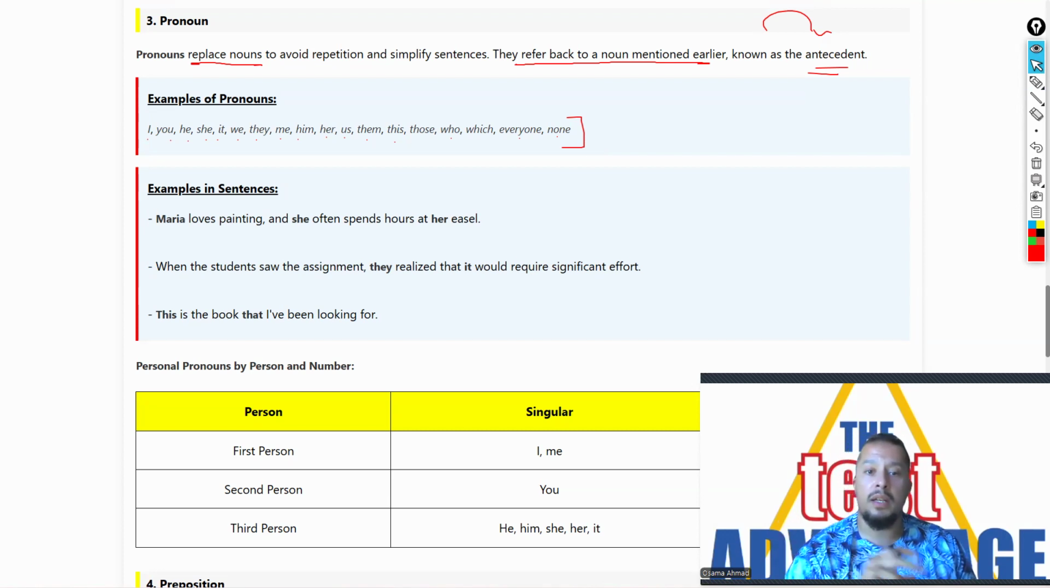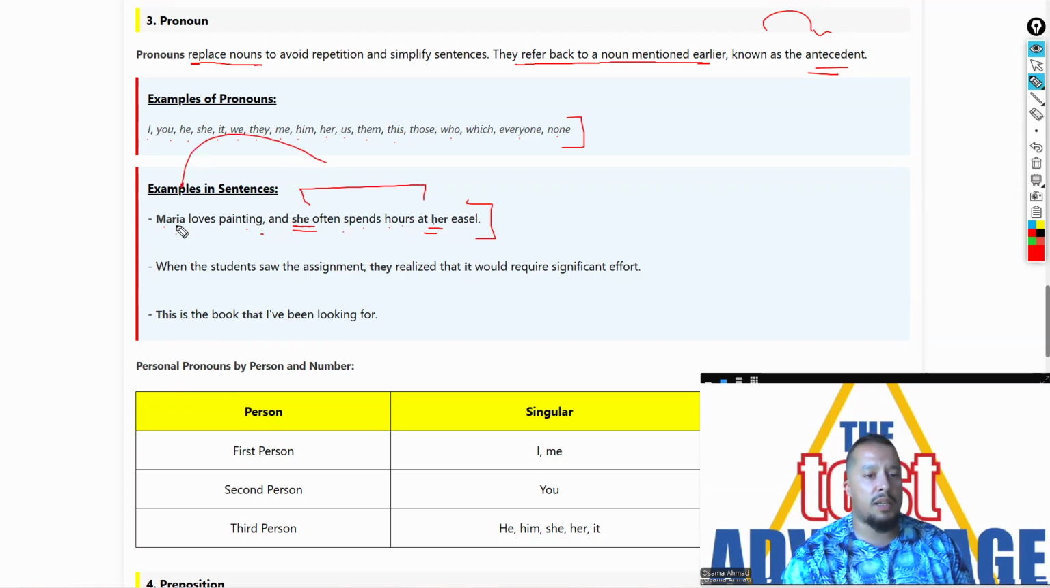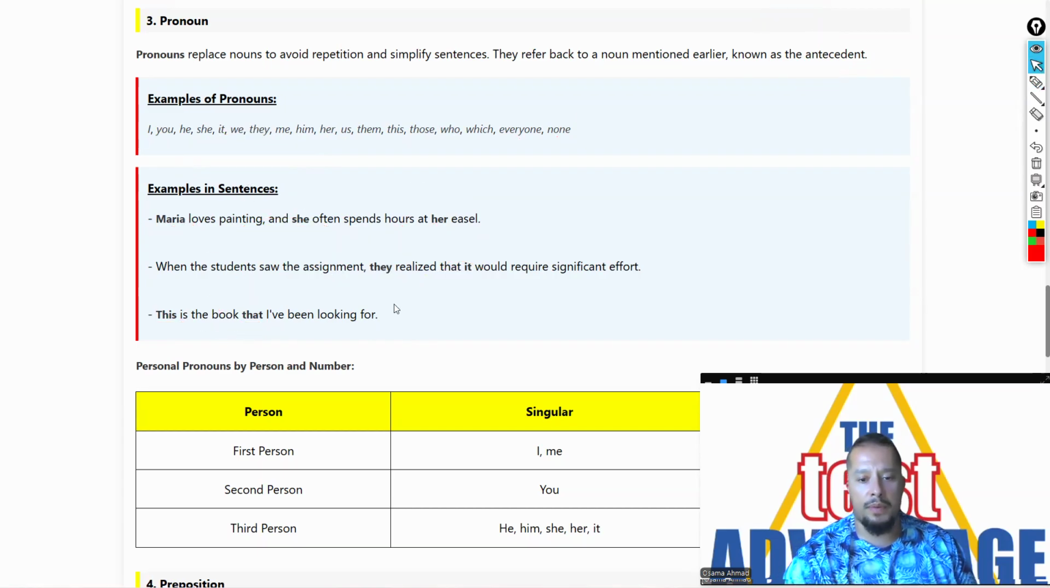So pronoun يرجع للnoun. So for example here, Maria loves painting and she often spends hours at her easel. So بدل كل شوية يقول Maria loves painting and Maria often spends hours at Maria's easel. شايفين ال pronouns, right? بياخد مكان ال noun. عادي, right? When the students saw the assignment, they realized that it would require significant effort. So they هم students. It هما it ده assignment. See how the pronoun replaces the noun. And finally, this is the book that I've been looking for. This is a pronoun. It's actually an adjective pronoun. That يرجع للbook. So as you can see here, pronouns are a big part of speech.